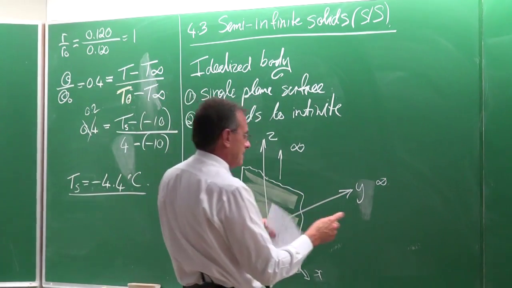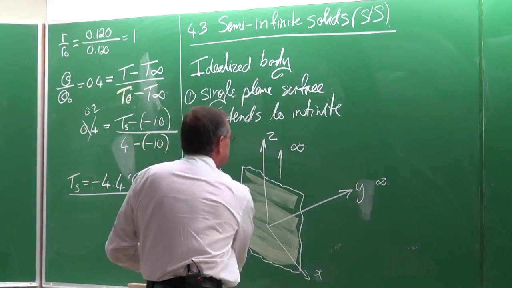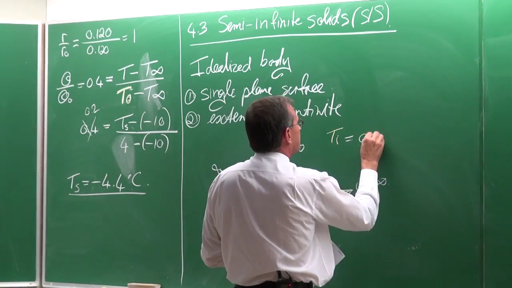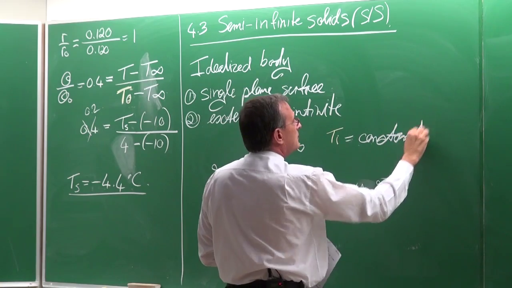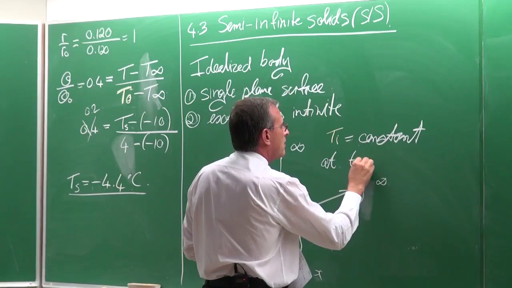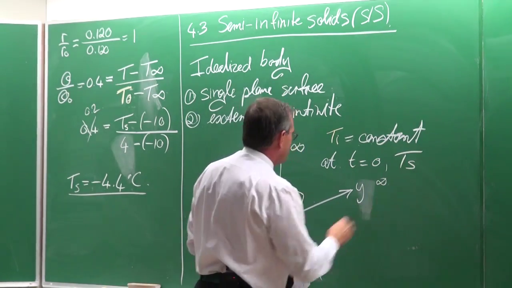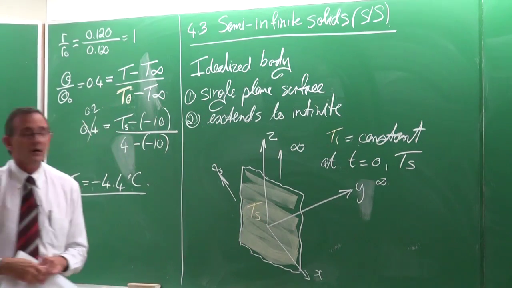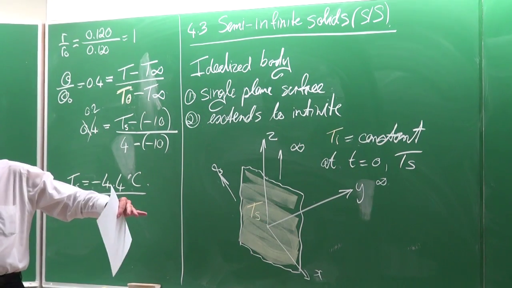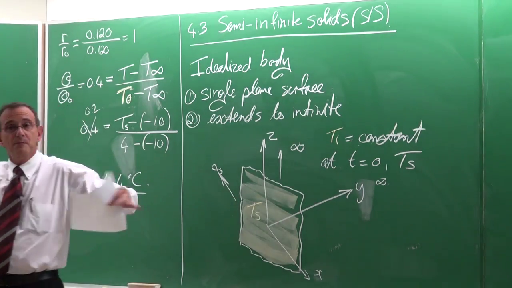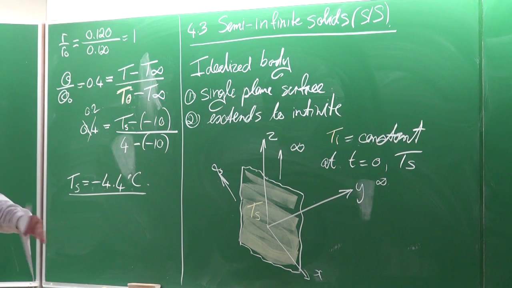And the core temperature, Ti, the core temperature is constant. Okay? And at t equals 0, we have the surface temperature, which is Ts, which is a constant. So we've got a big body, and it has a flat surface here. Its temperature is a constant, Ti, and then suddenly on the surface, the temperature changes.